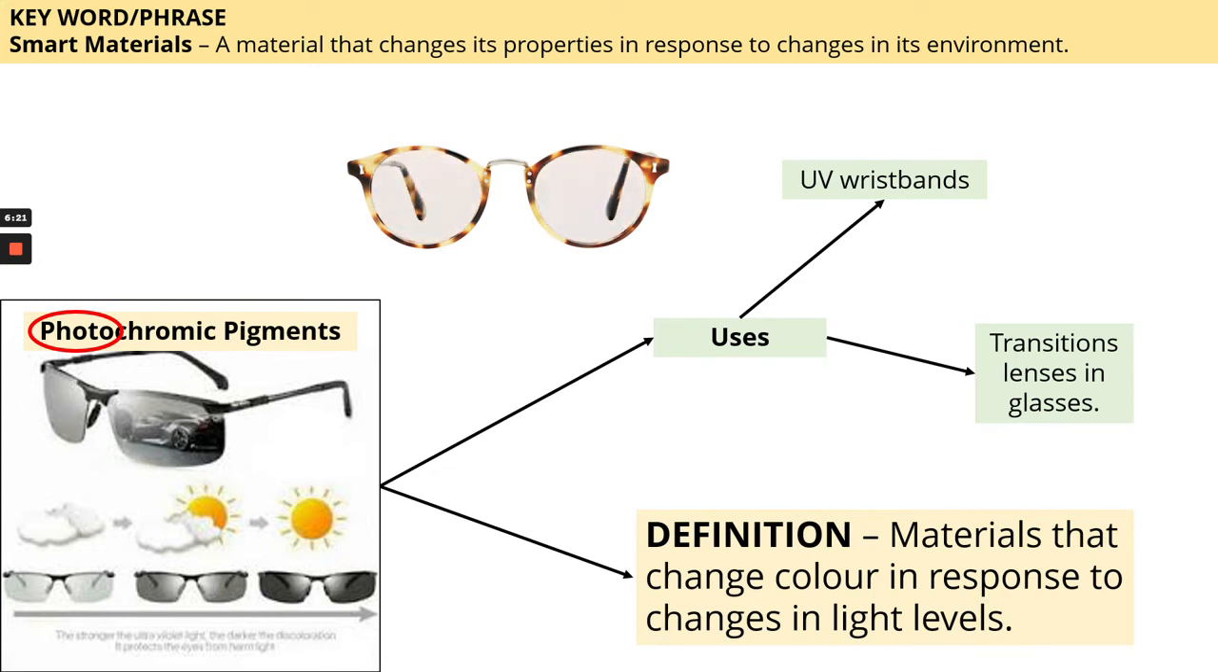So if it's not very bright, if there's not a lot of sun out, then the lenses will be completely transparent, so you can see through them perfectly. But as the light levels increase, as it gets brighter throughout the day, your lenses will start shading over, to block some of that light so that you don't get sun damage in your eyes. So pause the video here, get all of that information down, and then we will move on.